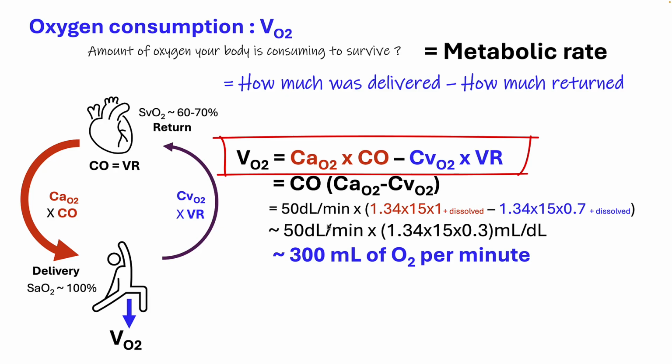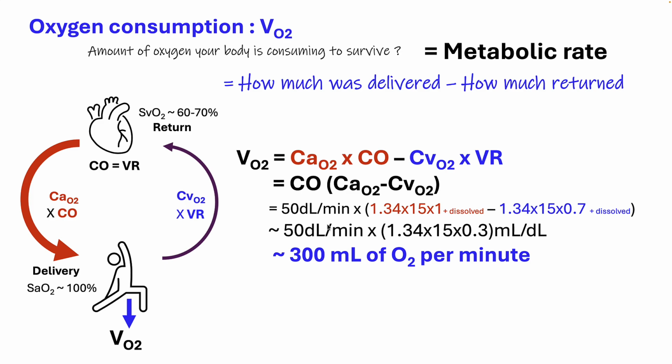And this would be equal to the arterial content multiplied by the cardiac output, that's your delivered, minus the oxygen content of the venous side, that's your mixed venous, multiplied by the venous return. Since cardiac output is equal to venous return, we can simplify this equation to cardiac output multiplied by the arterial minus venous content of the blood. And when you solve it, we approximately get around 300 ml of oxygen per minute. And when you move the numbers around, you get your famous Fick's equation of cardiac output equals VO2 divided by oxygen content of artery minus oxygen content of veins.